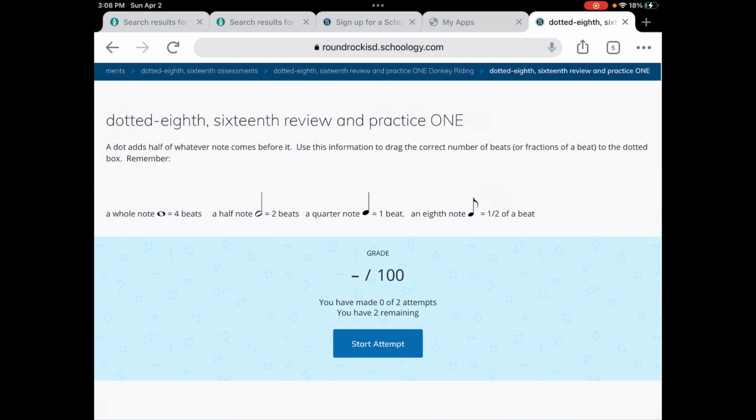Remember, a whole note, that's that circle with no stem, equals 4 beats. A half note, that's the open note head with a stem, equals 2 beats. A quarter note, a closed note head with one stem, equals 1 beat. And an eighth note, that's the ta with a flag, equals half of a beat. Start attempt.